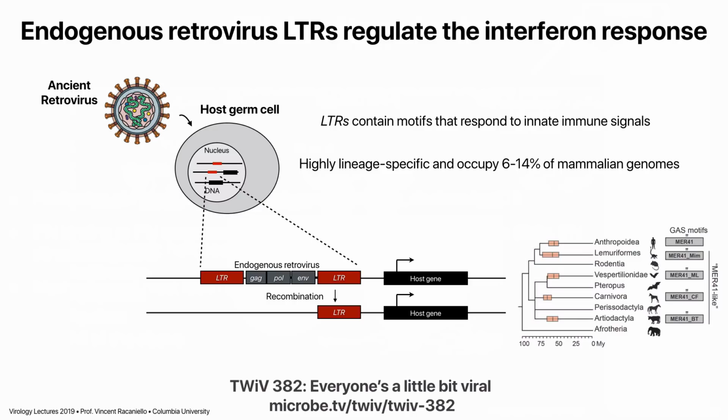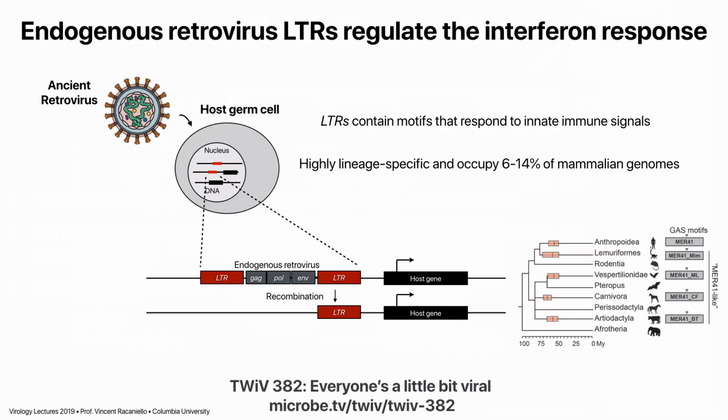So what has happened is an ancient retrovirus many, many years ago infected a germ cell, became endogenized. Here's the endogenous retrovirus. And over time, this underwent recombination and put the LTR next to a gene that is involved in interferon responses. So basically, these LTRs are what respond to the transcription factor that comes in the nucleus as a result of interferon binding to the cell surface receptor. Many of them are derived from retrovirus LTRs. 6 to 14% of the mammalian genome has promoters derived from LTRs.